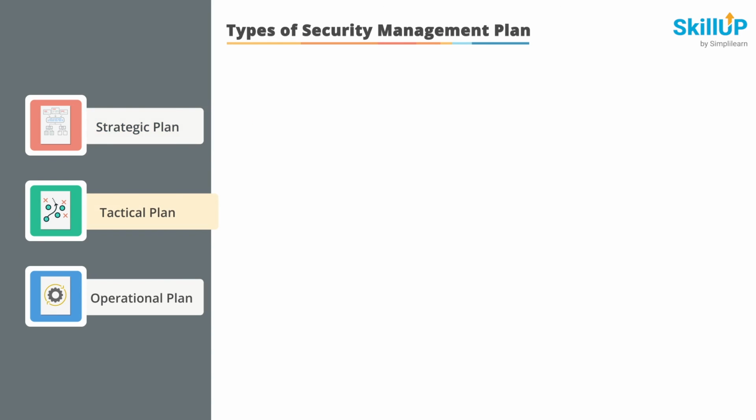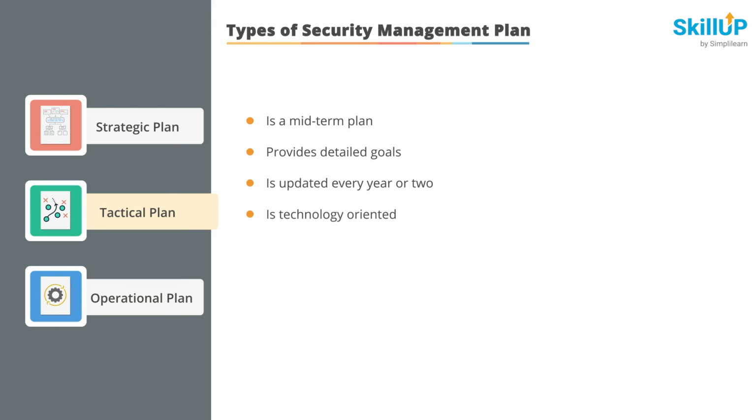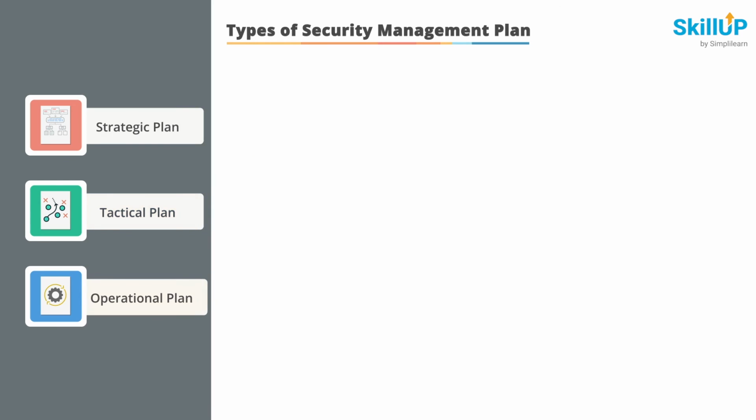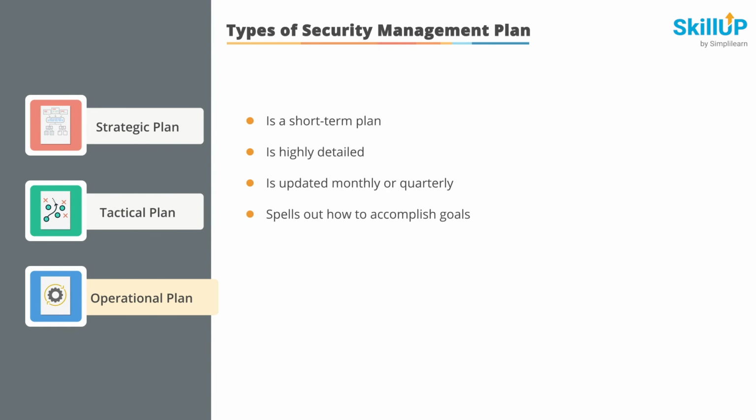Tactical plan. This is a midterm plan developed to provide more detailed goals, usually for a year or two. It's more technology-oriented. Finally, at the lowest level, the operational plan. This is a short-term plan, very highly detailed. It must be updated often, monthly, quarterly. It spells out how to accomplish the various goals.